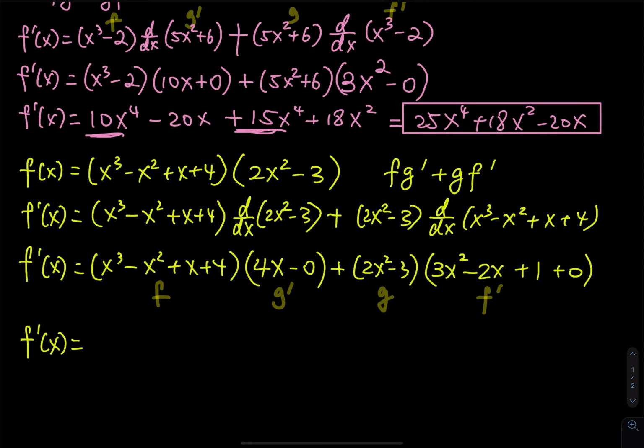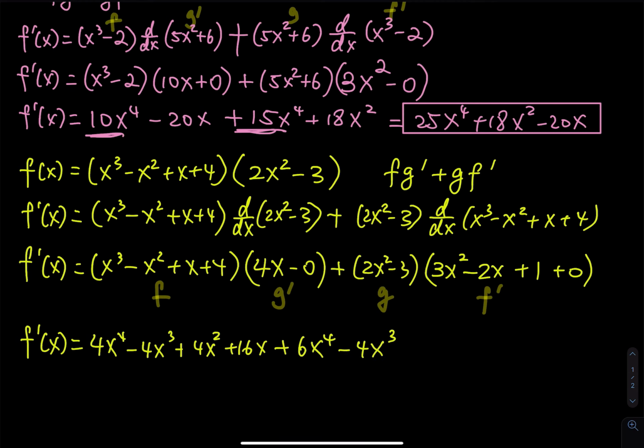So f prime of x is equal to, so you have these four terms, multiply 4x, so you have 4x to the fourth minus 4x to the third plus 4x squared plus 16x, and then, wow, 2x squared times 3x squared, so that is a 6x to the fourth minus 4x to the third, and then plus 2x, the 0 doesn't do anything, and then now for the negative 3, minus 9x squared plus 6x, and then minus 3.